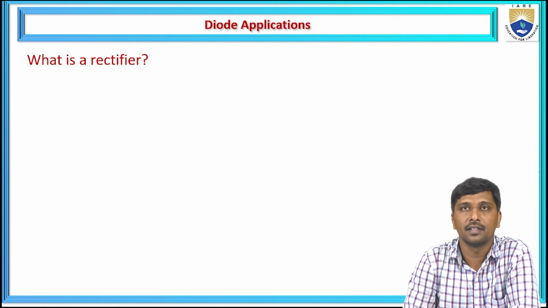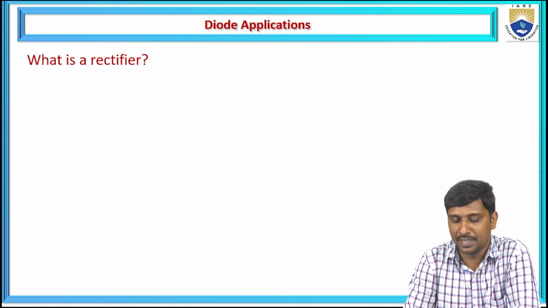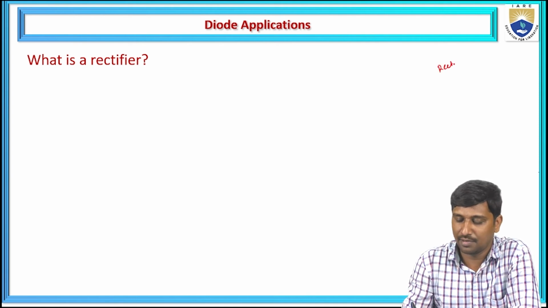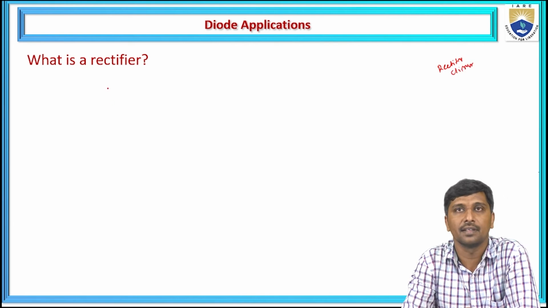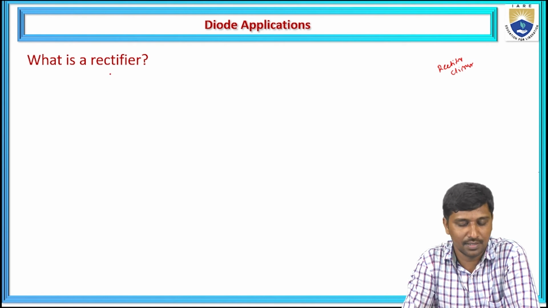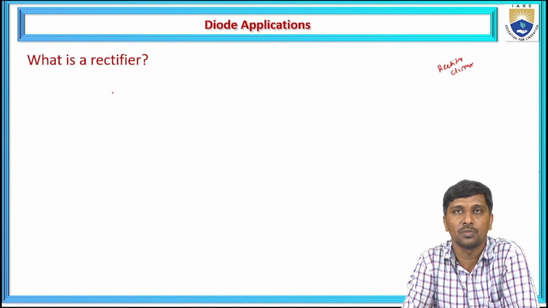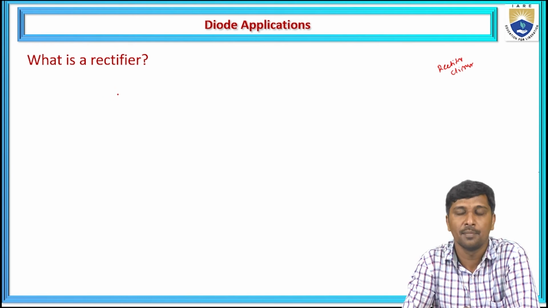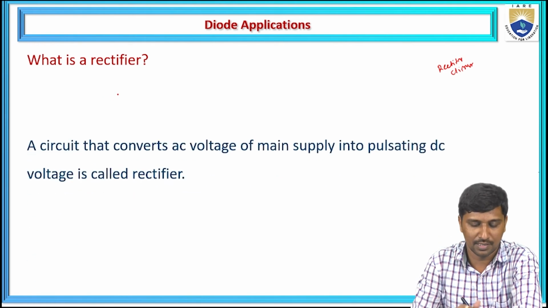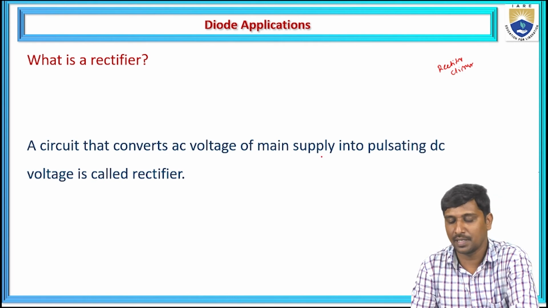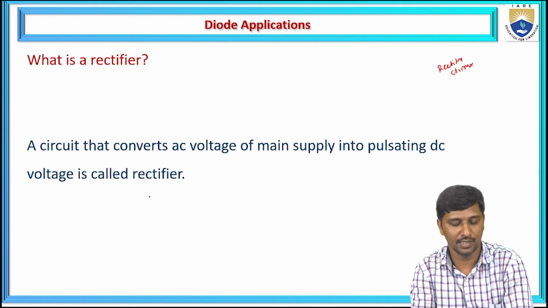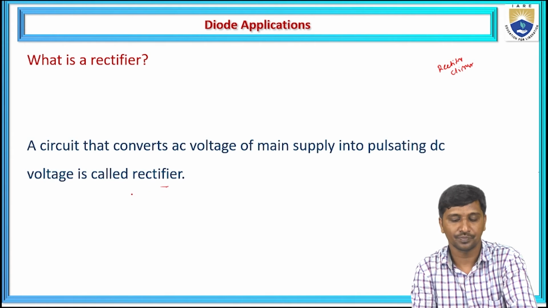Now, among the diode applications, we have rectifiers, clippers, clampers, and so on. First, what is a rectifier? This is one of the applications of the diode, and we know that a rectifier can be used to convert the AC signal to a pulsating DC signal. A circuit that converts the AC voltage of a mains supply into pulsating DC voltage is called a rectifier.